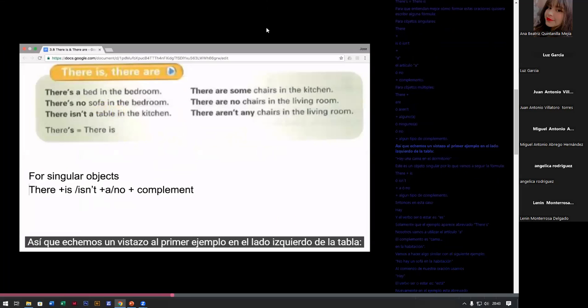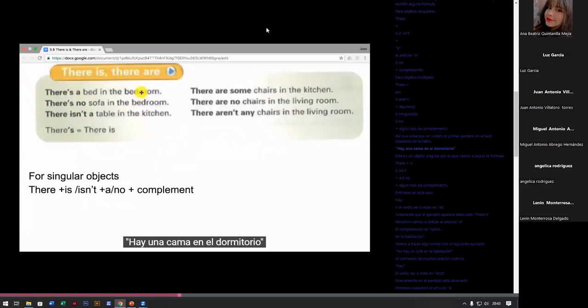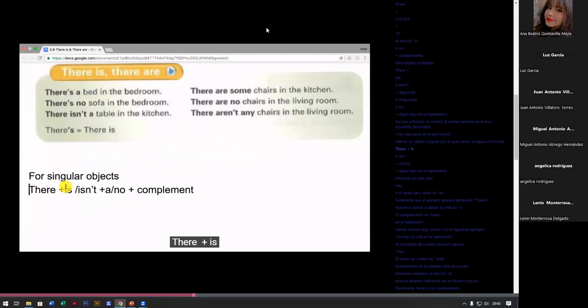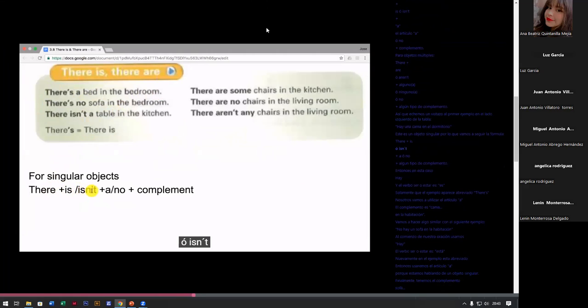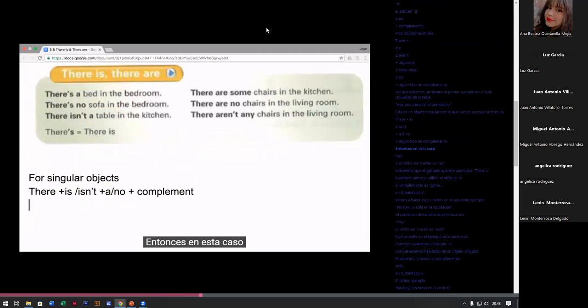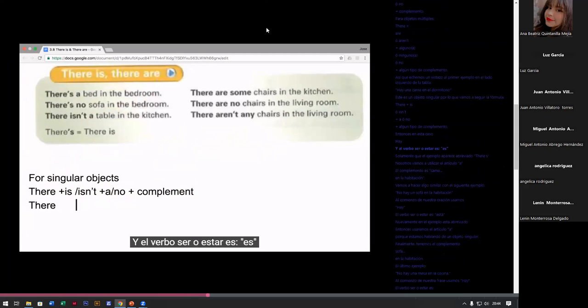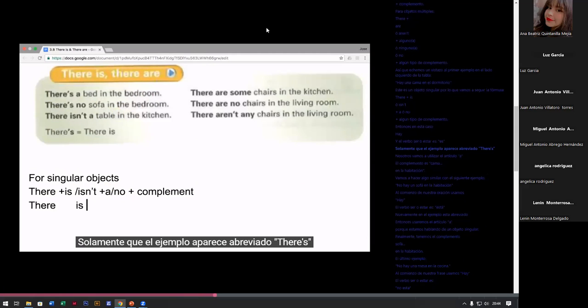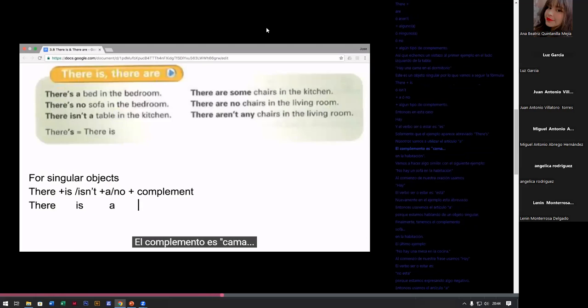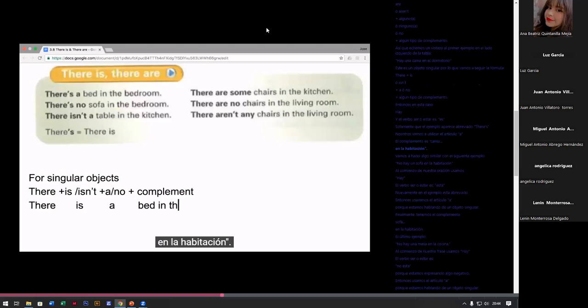So let's take a look at the first example on the left hand side of this chart. There's a bed in the bedroom. This is a singular object, so we're going to follow the formula there plus is or isn't plus a or no plus some kind of complement. So in this case we use there, then the verb to be is. In the example, is is contracted, as you can see, there's. We will use the article a. The complement is bed, in the bedroom.